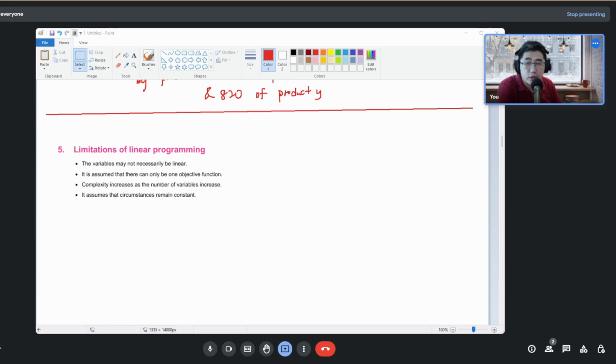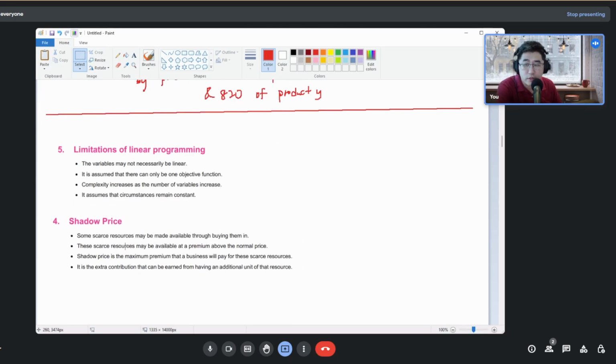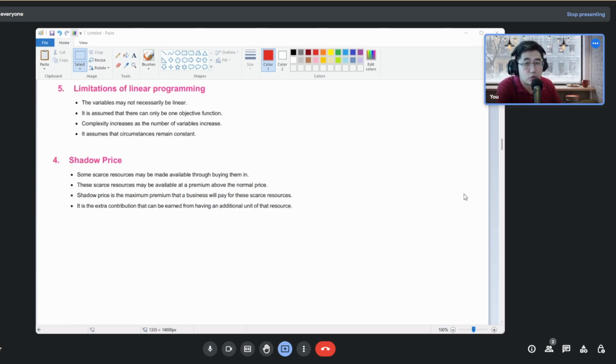Another thing that you have to take care of is the shadow price. Subscriber resources may be made available through buying them in. Okay, we may need to pay some money to get more resources. These resources may be available at a premium above the normal price. Shadow price is the maximum premium that a business will pay for these resources. This is the extra contribution that can be earned from having an additional unit of the resources. So we are talking about additional contribution.